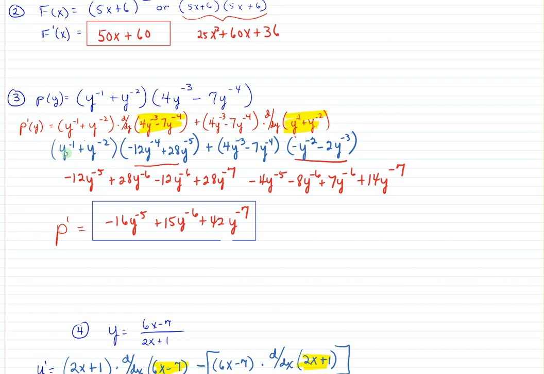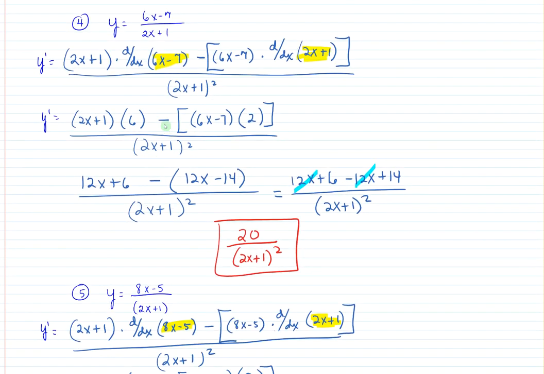So when you multiply this guy times this one, you get negative 12y to the negative 5. And then we'll multiply 28y to the negative 5 times that, and we get plus 28y to the negative 6. So you go through, you do your algebra, you get those, and then you'll just collect like terms. Negative 12 of those and negative 4 of those. So we have negative 16y to the negative 5. 28 of those minus 8 of those plus 7. So you collect all your like terms and you end up with this as your final answer.